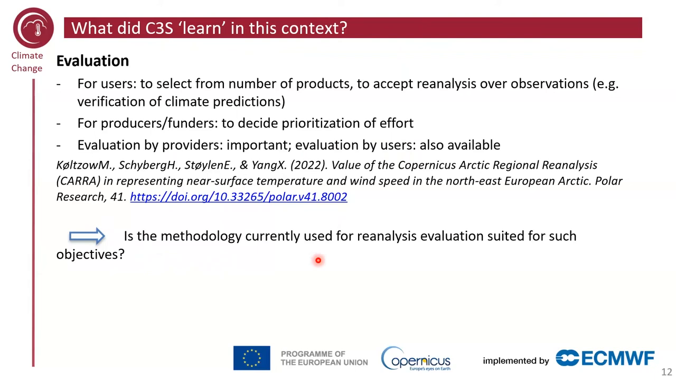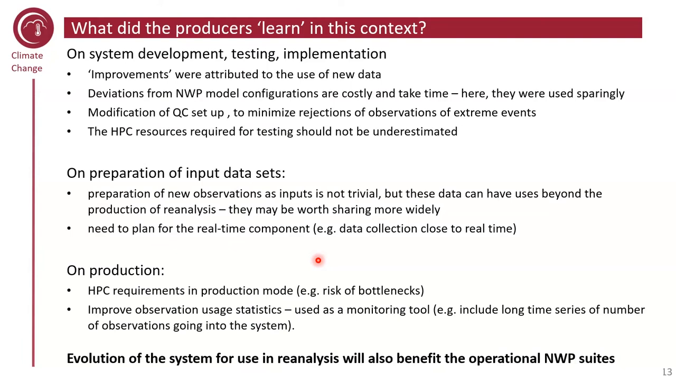What did the producers learn in this context? And here I'm virtually rendering the conclusions that were written in the lessons learned document by the contractors themselves, because this is probably relevant for people who would run the analysis themselves. So on system development, this is the way in which they structured their feedback. On system development, testing, and implementation, they concluded that some of the improvements were due to the use of new data.